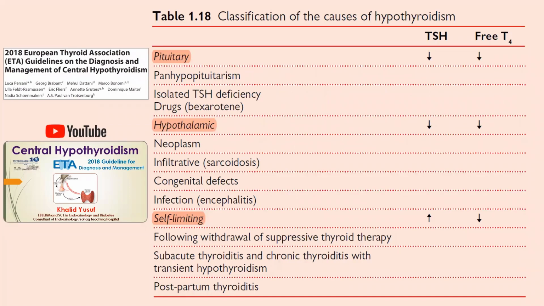Also don't forget that some patients may present with a picture like hypothyroidism, for example following the withdrawal of suppressive thyroid therapy, or subacute thyroiditis and chronic thyroiditis may present with elevation of the TSH with low free T4, which is typical of primary overt hypothyroidism.